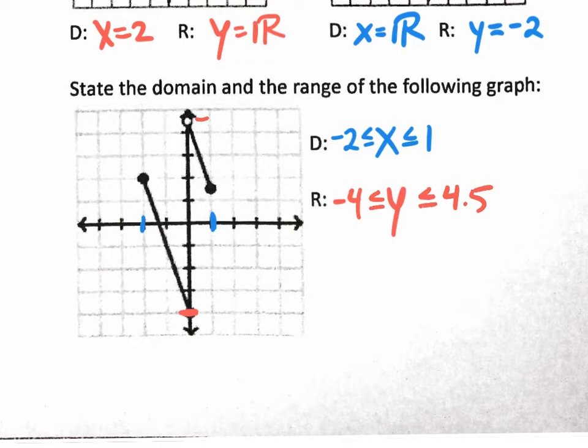Oh wait, I'm sorry. I did something wrong. What's my mistake right there? This inequality on top is an open dot, right? So I should not put a solid line underneath it. So I need to erase this one at 4.5. That's just less than 4.5.